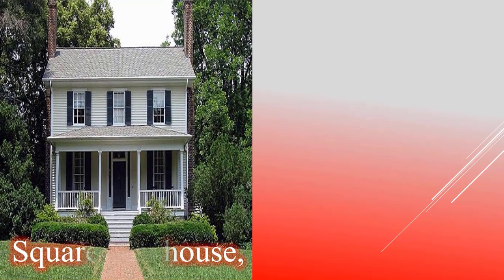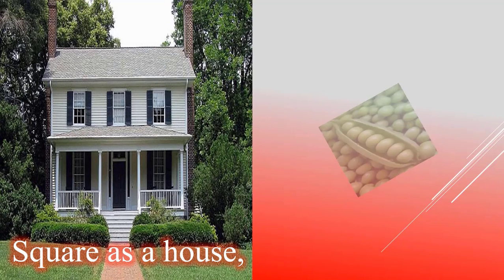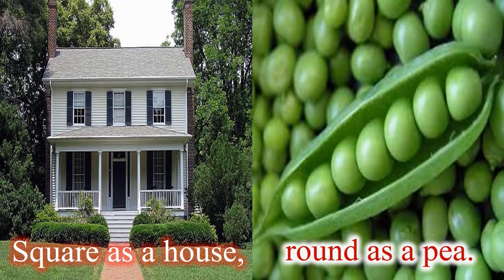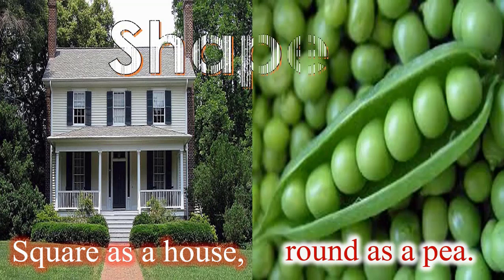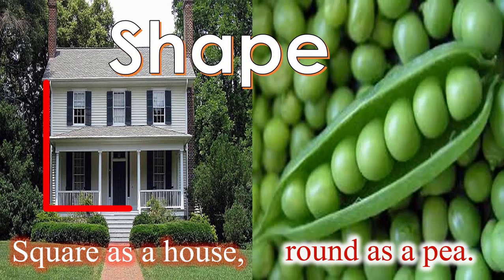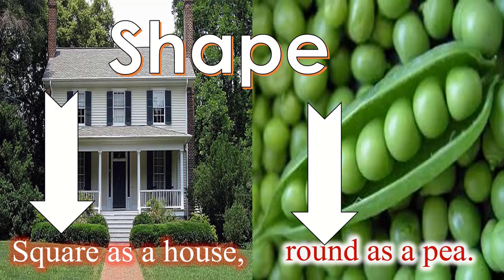Okay, next lines. See, square as a house and round as a pea. It means here house is compared with pea. Now here you can guess easily which is a common feature. Here common feature is shape. See here, the house is square and the peas are round. So square and round, these two words are opposite and they are used here to make comparison.